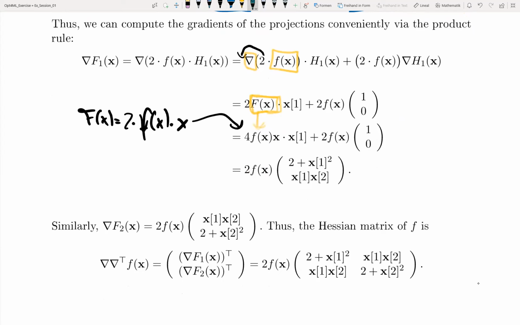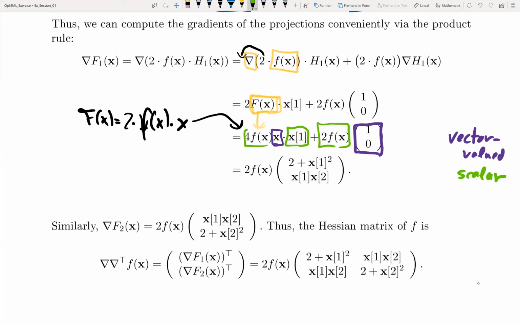Let's use a specific color to specify what is vector valued. So vector valued is this thing and this thing, and the rest is a scalar. This is a scalar, this is a scalar, this is also one. And what we only have to do then is to combine everything in a clever way.